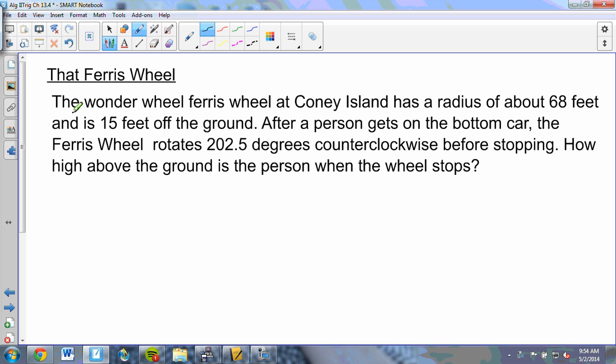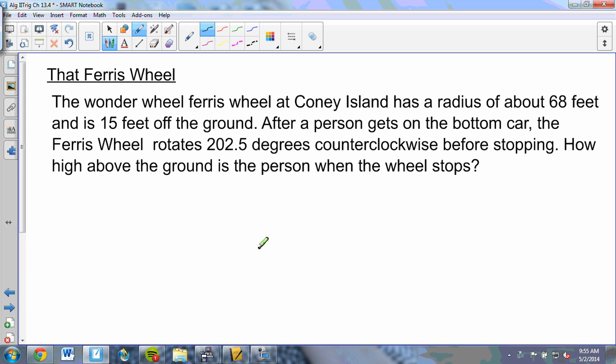Wheel problem that was from our homework a couple days ago. The Wonder Wheel Ferris wheel of Coney Island has a radius of about 68 feet and is 15 feet off the ground. After a person gets on the bottom car, the Ferris wheel rotates 202.5 degrees counterclockwise before stopping. How high above the ground is the person when the wheel stops?